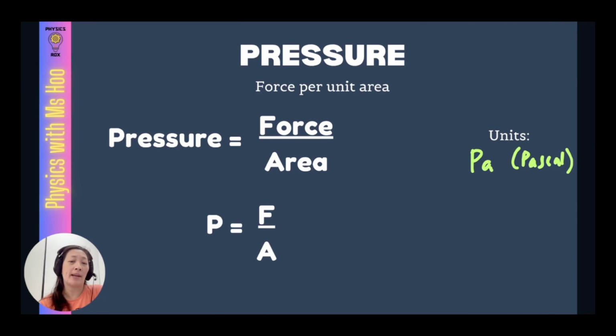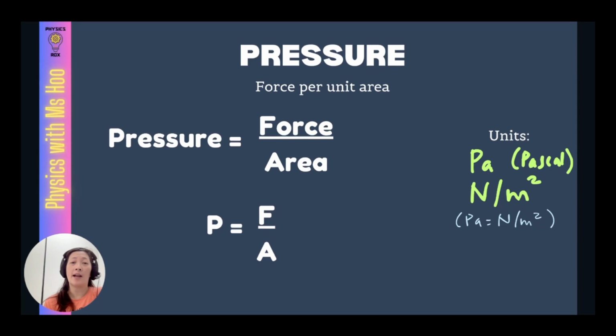Now you can also write the unit based on the formula. The SI unit for force is Newton, while the SI unit for area is meter squared. So you can also write pressure as Newton per meter squared. One thing that you should be aware of is that Pascal is equivalent to Newton per meter squared. I'm just going to write here that Pascal is equal to Newton per meter squared. That means that these units can be used interchangeably. So if you got an answer of 5 Newton per meter squared, you can write it also as 5 Pascal, or vice versa. If you got a value of 5 Pascal, you can write it as 5 Newton per meter squared. Of course, Pascal is the preferred unit because that's the SI unit.